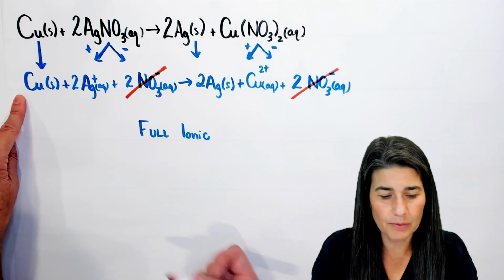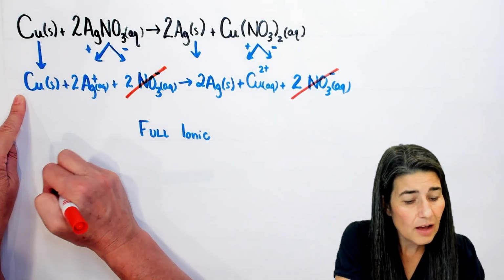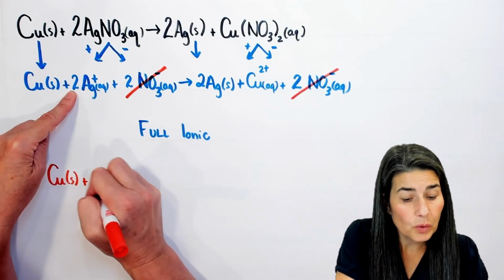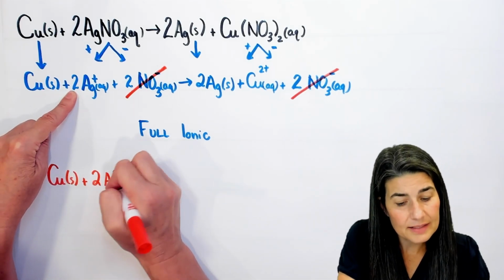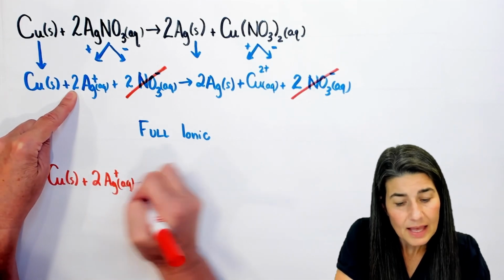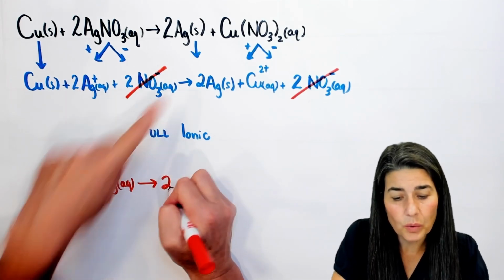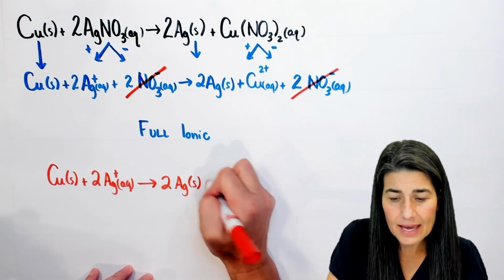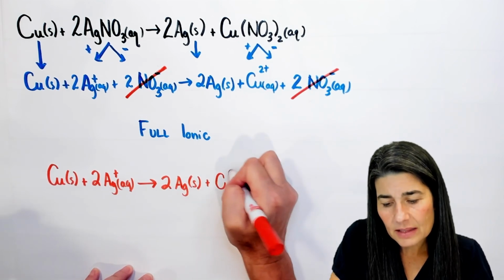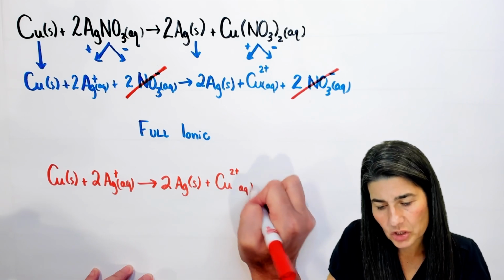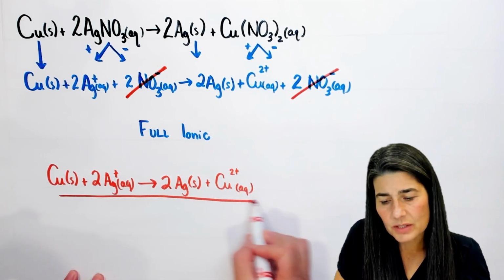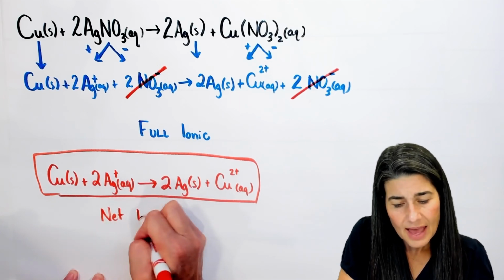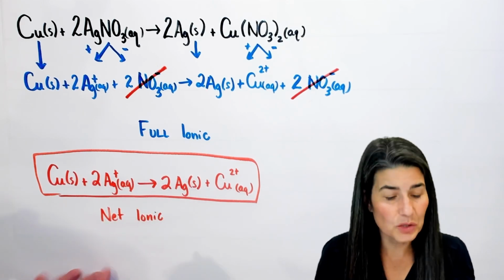Let me go ahead and rewrite it. We have copper as a solid reacting with 2 silver plus ions in solution. That forms 2 Ag solid atoms and a copper in the +2 state in solution. That all together is our net ionic equation, and we always want to go ahead and do a double check.